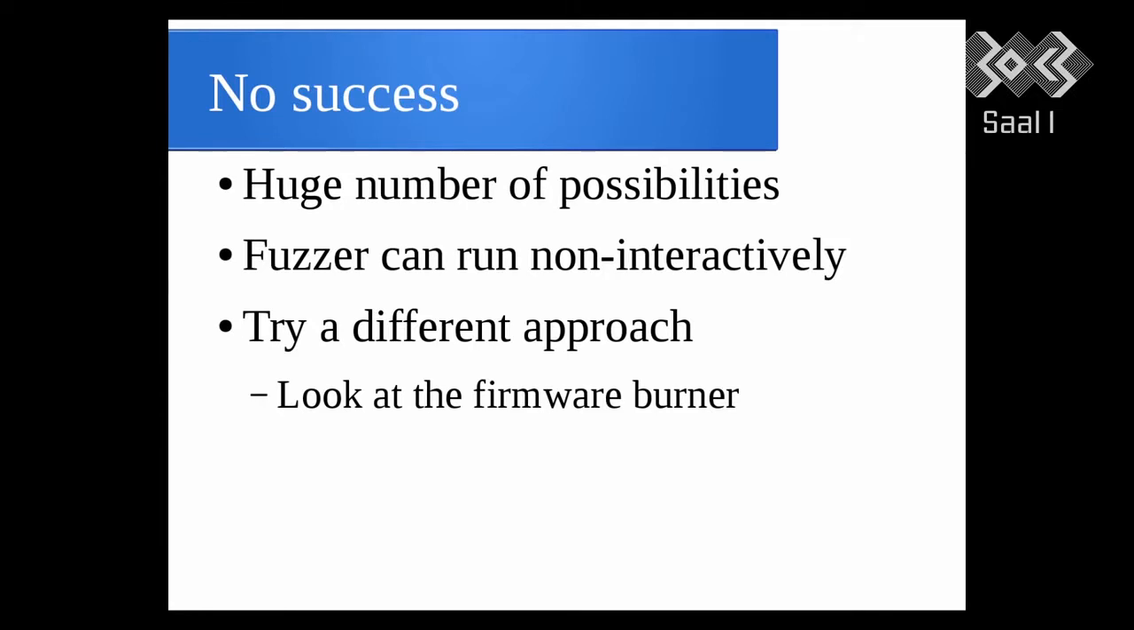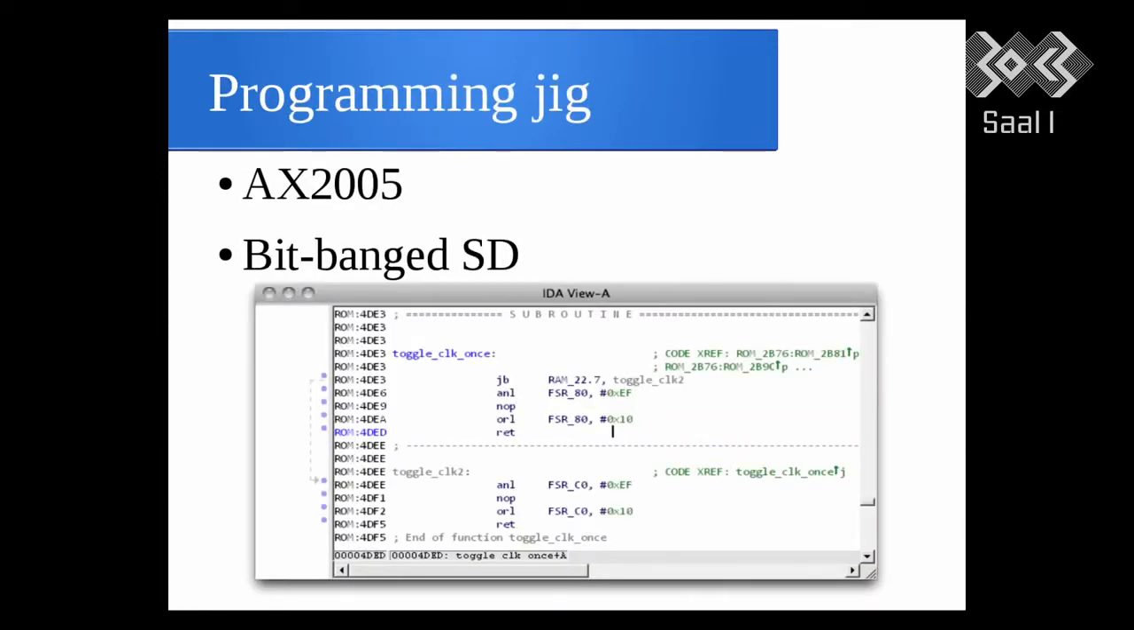So with the actual fuzzing, we didn't get much huge success just because there's 64 times 2 to the 32 possibilities. But the nice thing is the fuzzer can actually run on its own and just let us know if something's going on. So we can let the fuzzer run, and we could try a different approach. We're going to look at that AX2005 firmware burner to see if there's anything interesting in there. And you open it up, and we notice it's bit-banged SD.